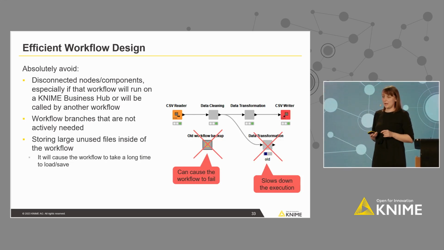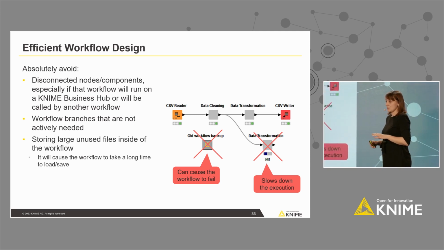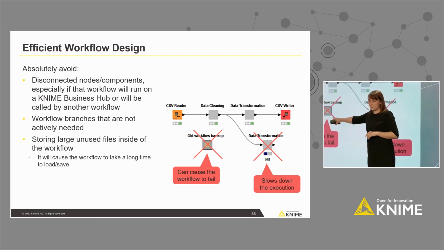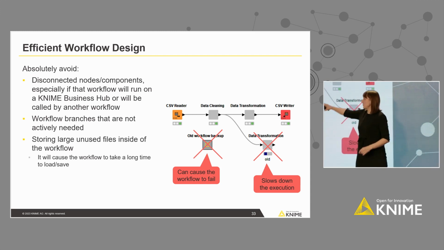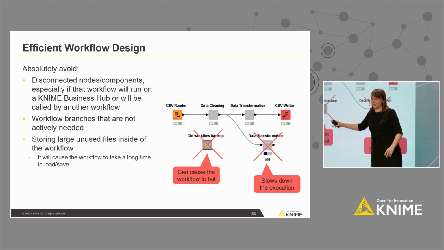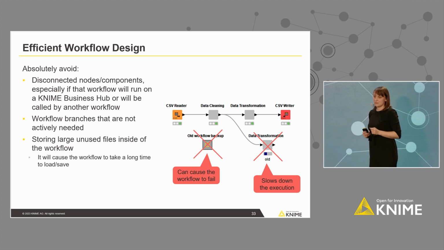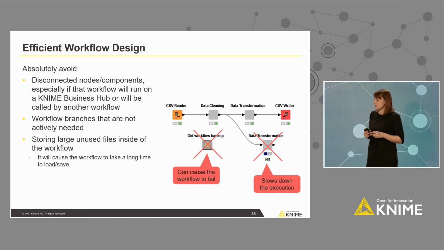A few things that you absolutely should avoid, especially if you want to put a workflow into production, upload it to the Business Hub and share it with colleagues. Once you are done with the workflow, you should remove any unconnected nodes, meta nodes, or components that you maybe just used to create a backup in case you break something, leaving a piece of the workflow hidden in the meta node. This can cause issues once you upload this workflow to the Business Hub, for example, and try to execute it.